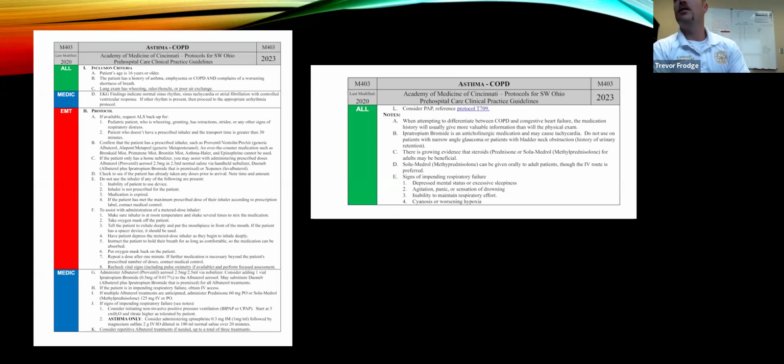So they talk about with the EMTs, making sure that you have an inhaler. But for us, we're going to administer albuterol and then Atrovent. So we can substitute DuoNeb with that. So we're down in medic section G.